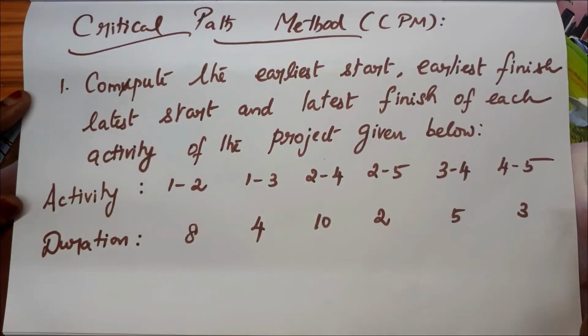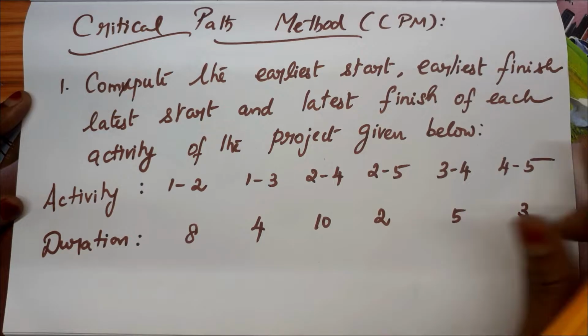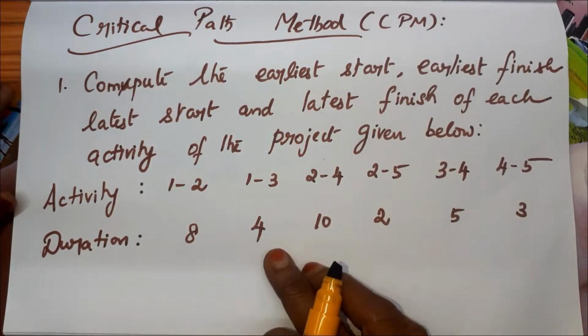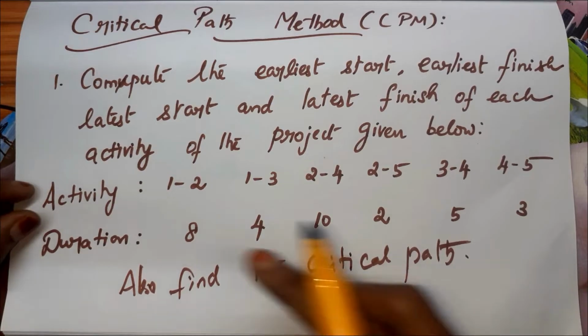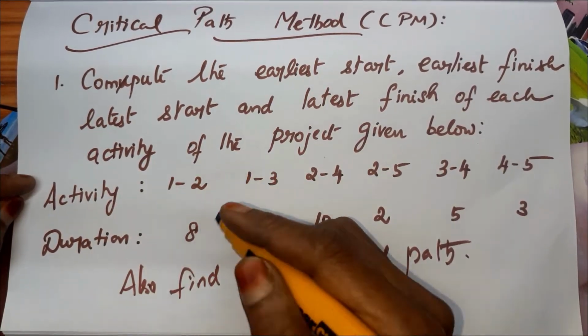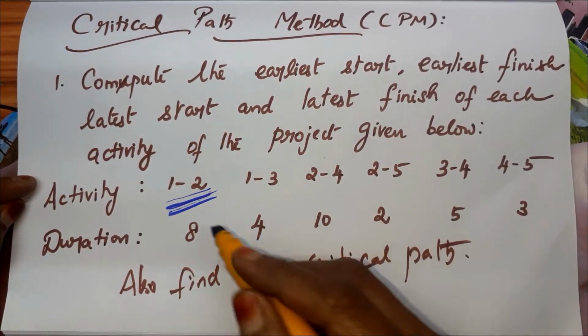So this is the first problem given for critical path method. We are going to compute the earliest start, earliest finish, latest start, latest finish of each activity of the project given below. And the data given is the activities. Activities they have given in nodes.